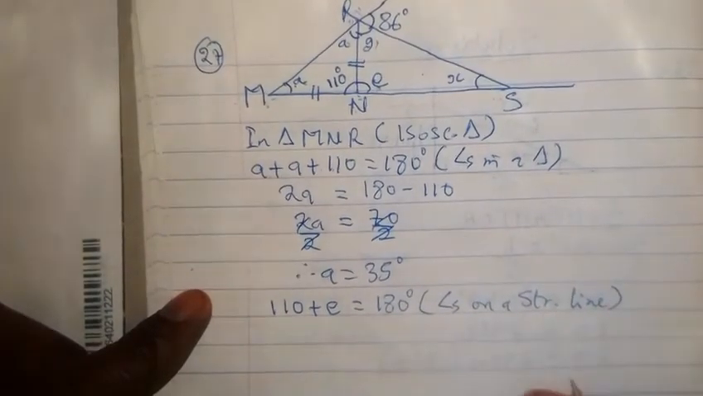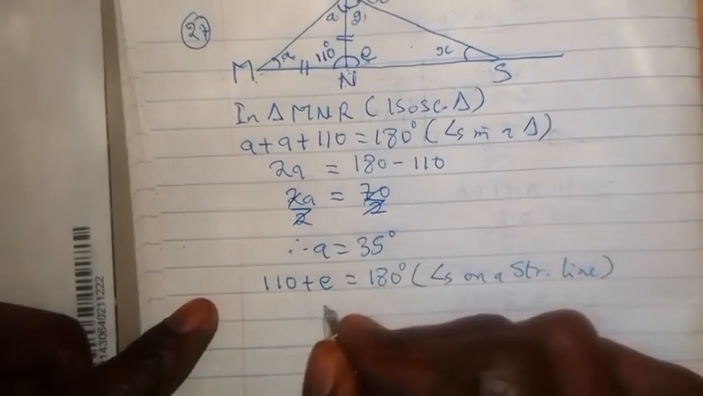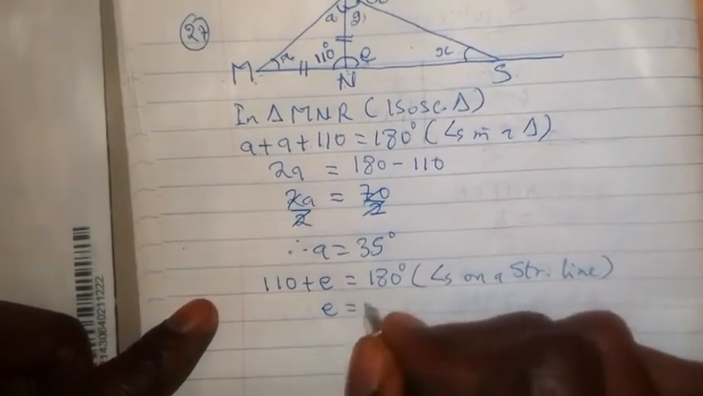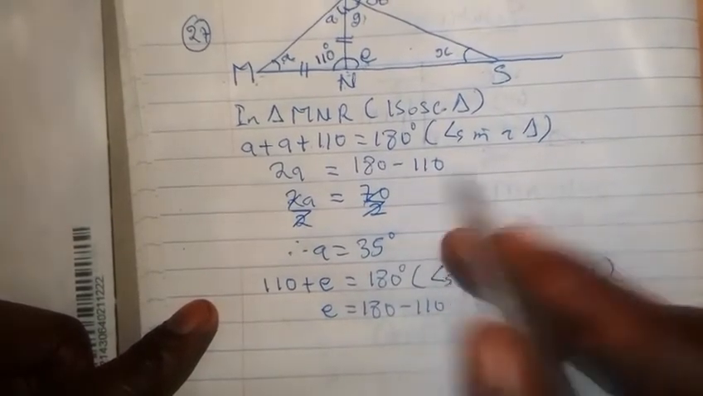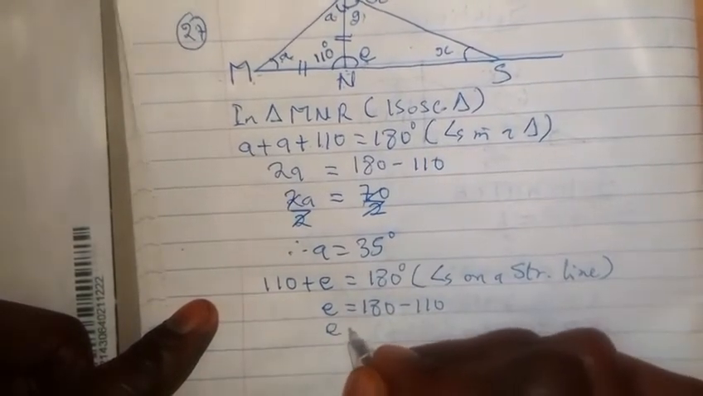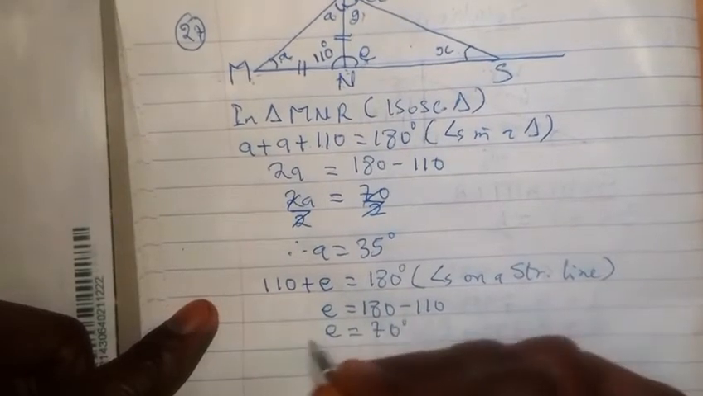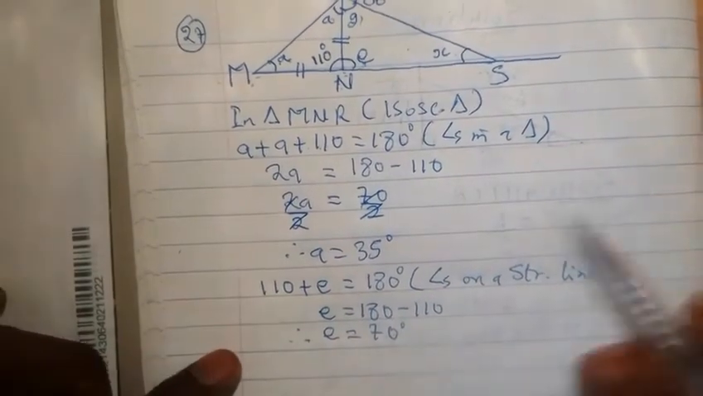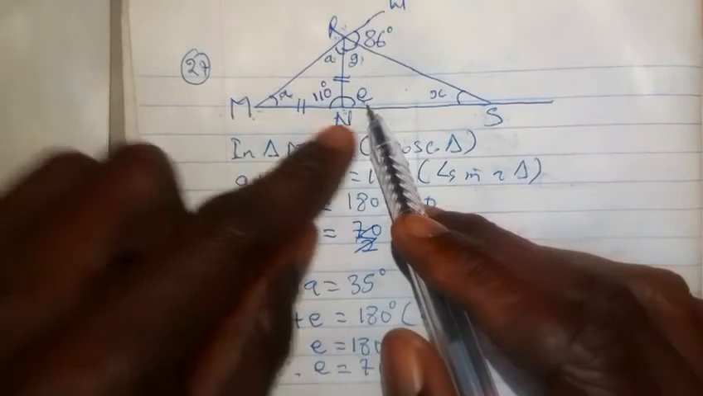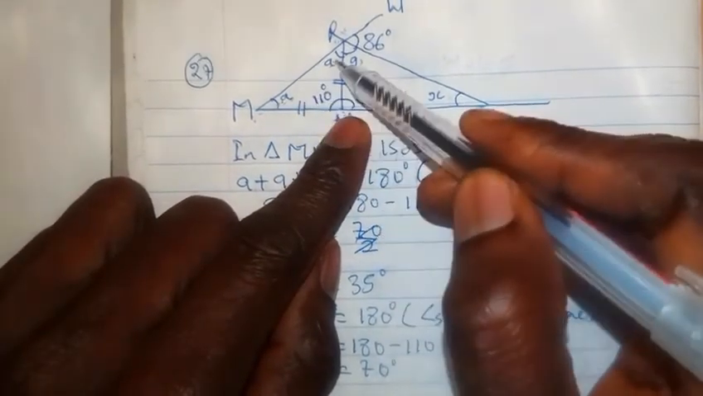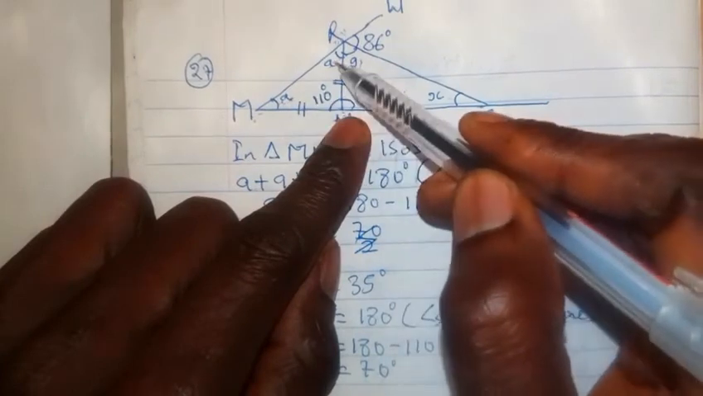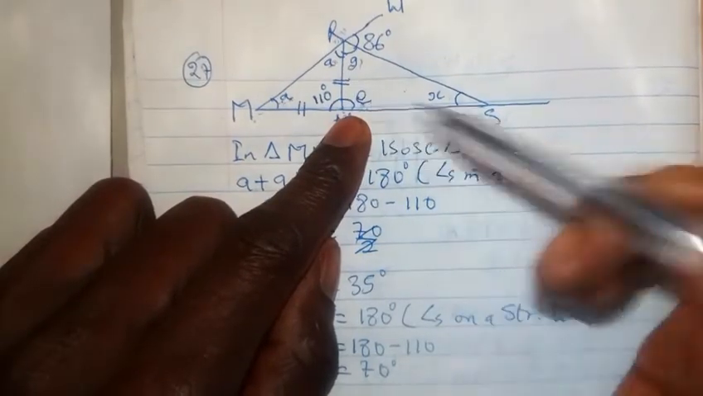STR is short for straight. So from here we can move on to say our E will become 180 minus 110, which means E will become 70 degrees. Alternatively, to get our E, you can use E as the exterior angle and add up the interior opposite angles, which is 35 here and 35. It will still give us the same answer.